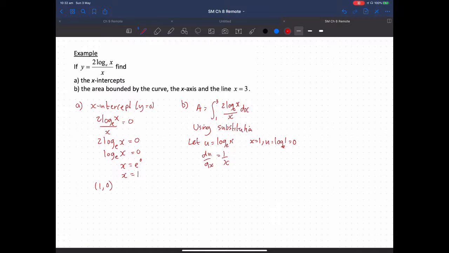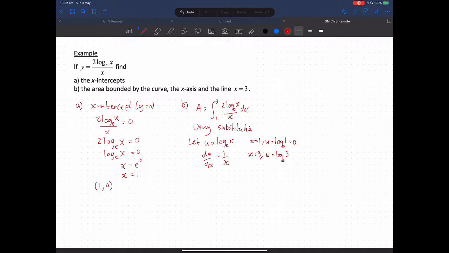We also have x is equal to 3, the upper terminal. u then will equal log e of 3. Log e of 3 isn't exact, we leave it as it is. Remember, in specialist maths, you use exact values unless told otherwise. So we can now rewrite our definite integral.